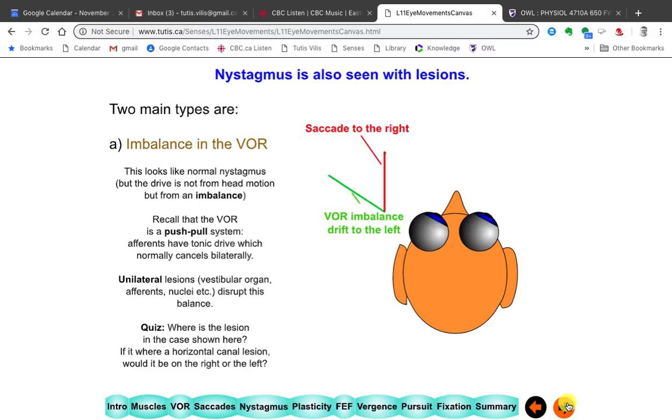Now, the other thing that can happen is that you can get nystagmus, like your head isn't moving. Okay? And that means there's something wrong. There's something wrong in the head. What could be wrong in this head to produce this type of nystagmus? The head is still. Any suggestions?